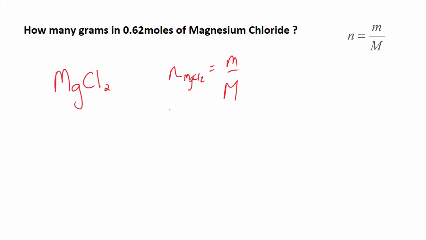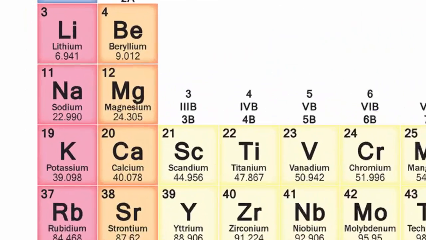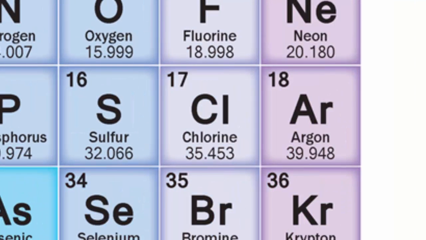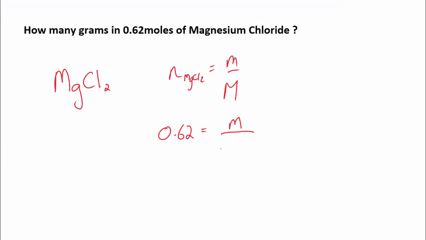This time we know what n is, it's 0.62. We don't know what M is, we want to know the mass, and we're going to find the molar mass again. So we go back, we're after magnesium this time, and chlorine. So using these two numbers, 24 and 2 lots of 35.5. That's the important bit, the 2 lots of that.